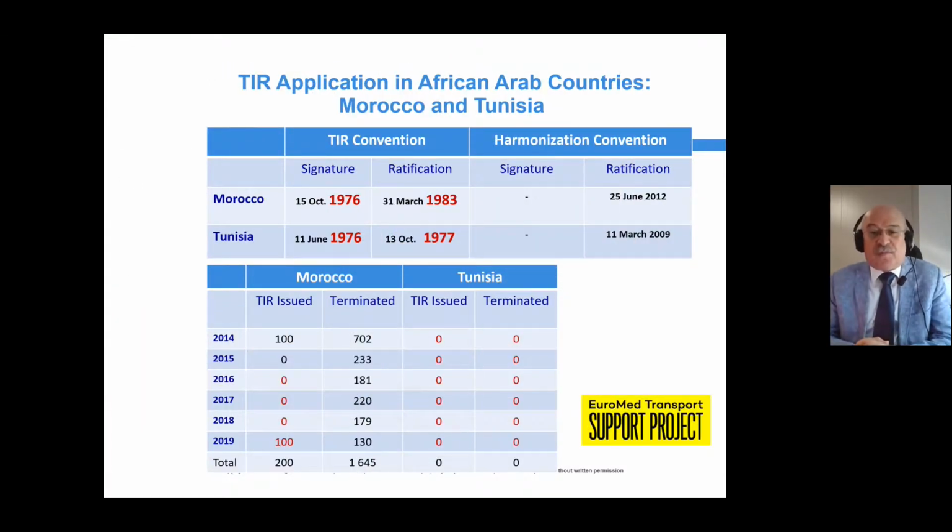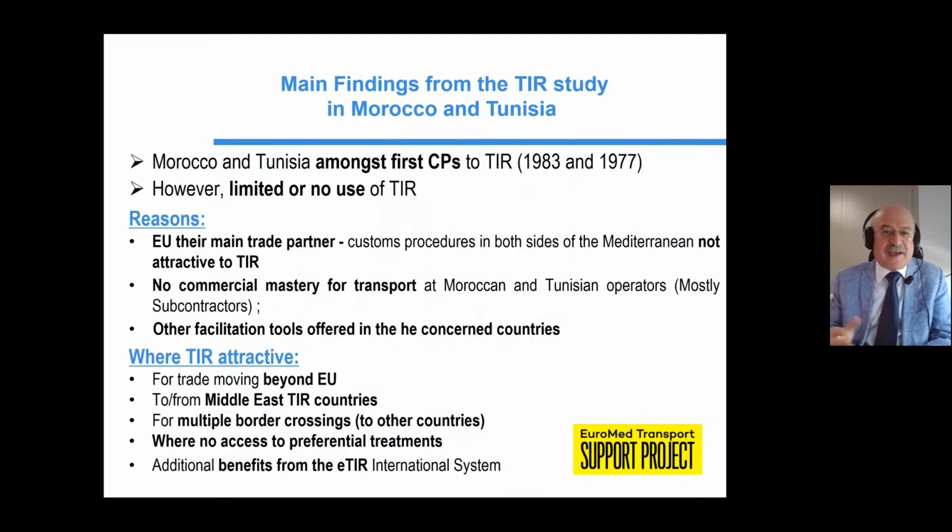With our colleagues from the Euromed Transport Support Project, and some of you know our dear colleague Michaelis Adamantiadis, who has done a lot for transport in the Euro-Mediterranean region. So we see that although Morocco and Tunisia were members of the TIR since 1977 and 1983, the number of TIR carnets issued in these two countries is 0 for Tunisia, and only 200 between 2014 and 2019 in Morocco.